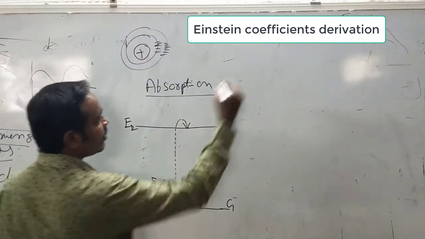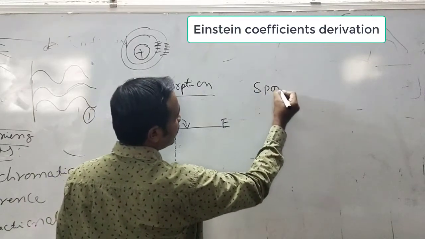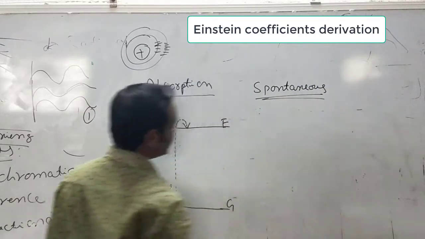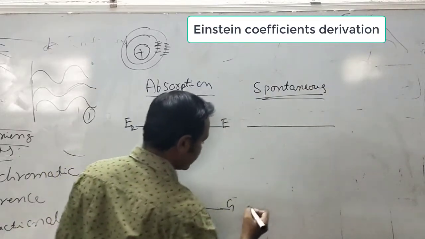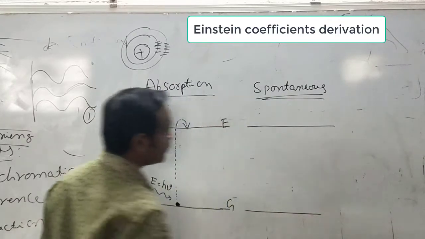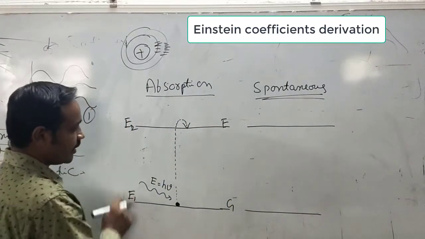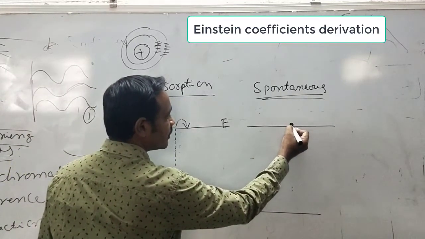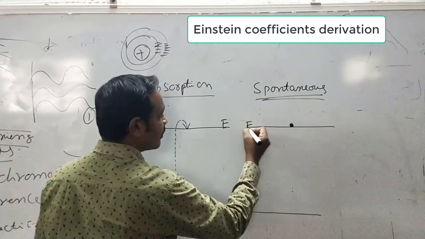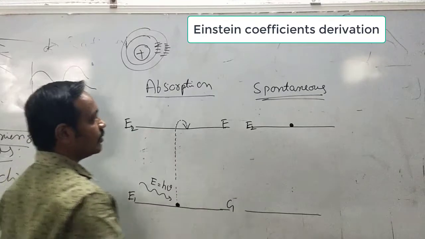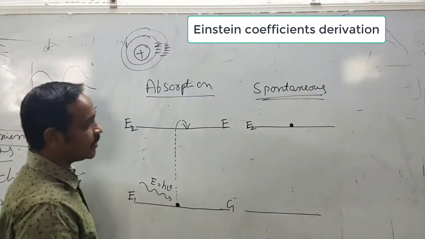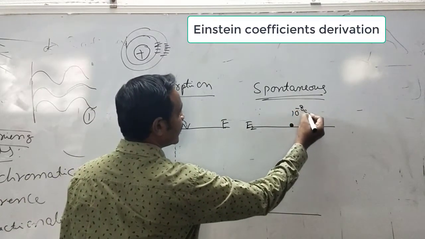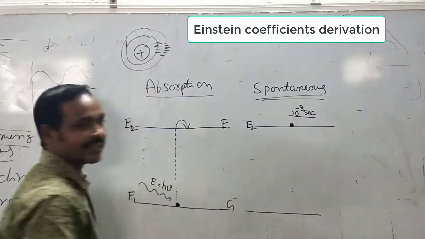Now can we take up the spontaneous emission concept? Once again I will take the same two energy levels, E1 and E2, ground state and excited state. Now the electron is present at the E2 energy level. It will not stay here for long, only for a very short time, about 10 to the power of minus 8 seconds.